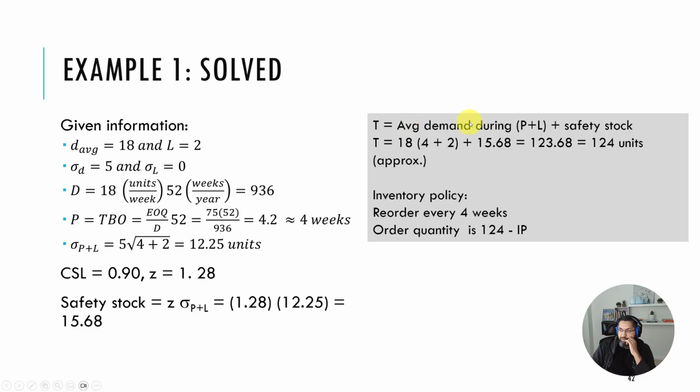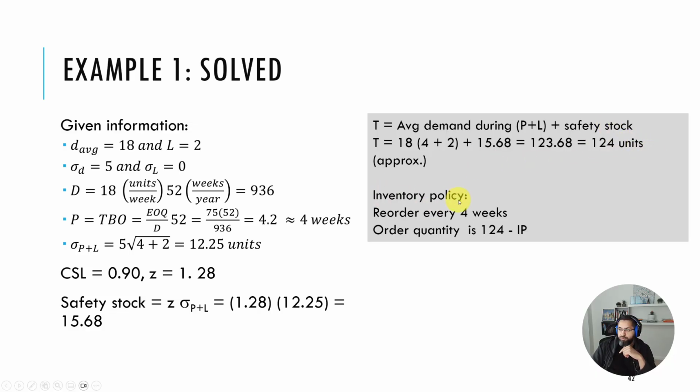So T is going to be average demand during the protection interval plus safety stock. Average demand will be the small d, 18, times P plus L, plus the safety stock, which will be 123.68 units. Because the question asked me to round to the nearest integer, I'll call it 124 units.